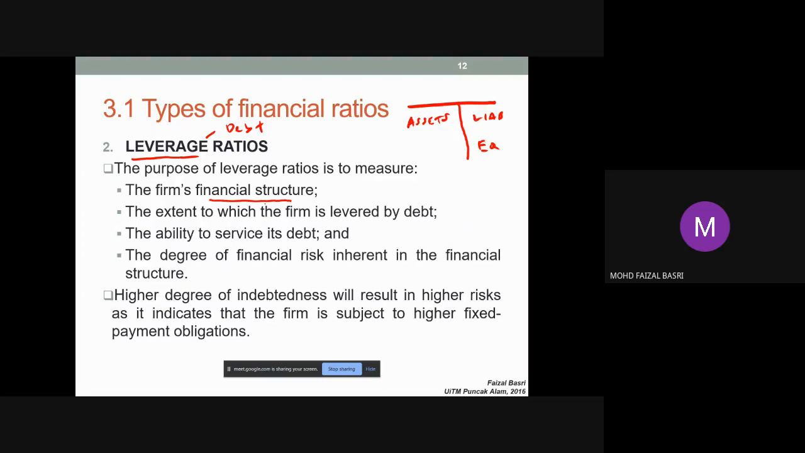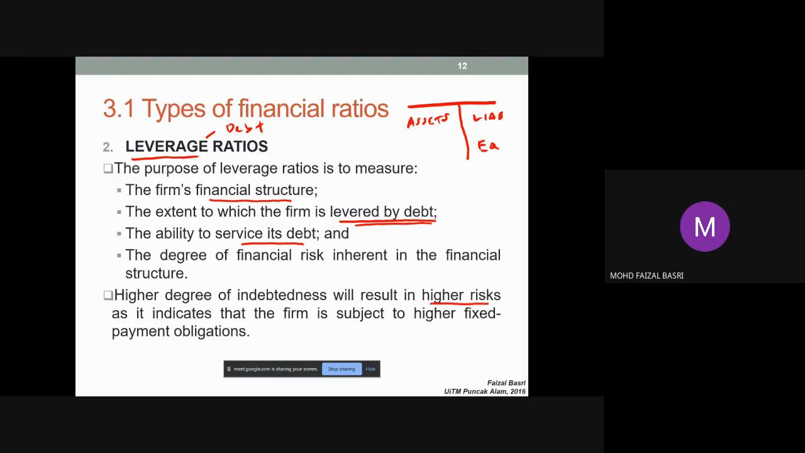And to know to what extent the firm is levered by debt, kebergantungan kepada hutang. On top of that, the ability to service its debt, whether they have the capability to pay the debts on time. Last time, when we did the current ratios, those ratios mostly covered short-term obligations. But when we talk about debt here, it refers to the whole debt area, including the long-term one. So a higher degree of indebtedness will result in higher risk.